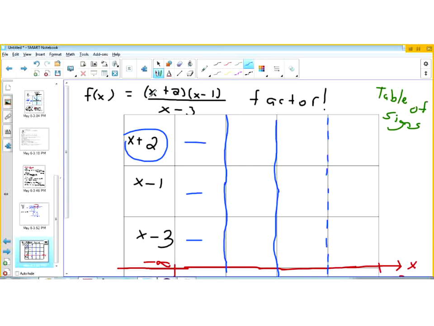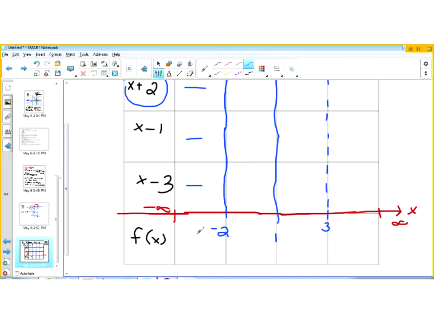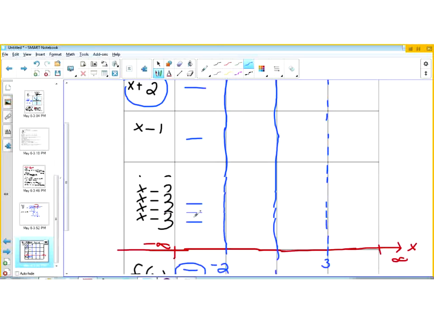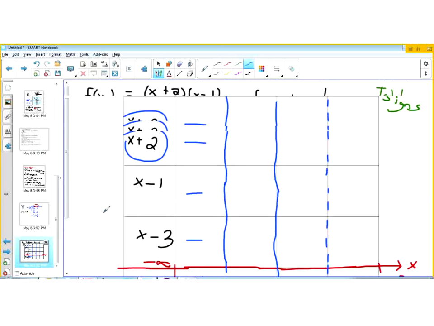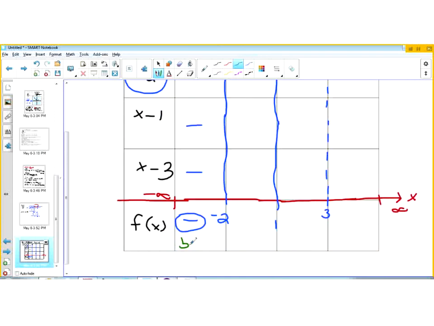Well, that tells me if I choose any number between negative infinity and negative 2, and I plug it into f of x, I will have a product of 2 negative numbers divided by a negative number. And whenever you multiply 2 negative numbers and divide it by a negative number, the result is negative. Okay? So this is the information we're looking for right here. What does this tell us? That means for any number between negative infinity and negative 2, f of x will have a negative sign. And that means that it will be below the x-axis on this interval.